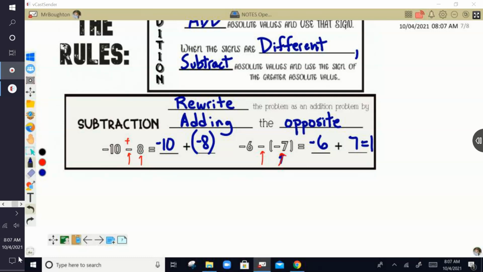And over here on the first one, we didn't answer that. We don't have to answer it. I just really wanted some practice in rewriting it. But if we answered this, we see that the signs are the same. So we're going to add those numbers together, get 18, and both of those are negative, so a -18 is our answer for this subtraction problem. And those are the rules for subtraction.